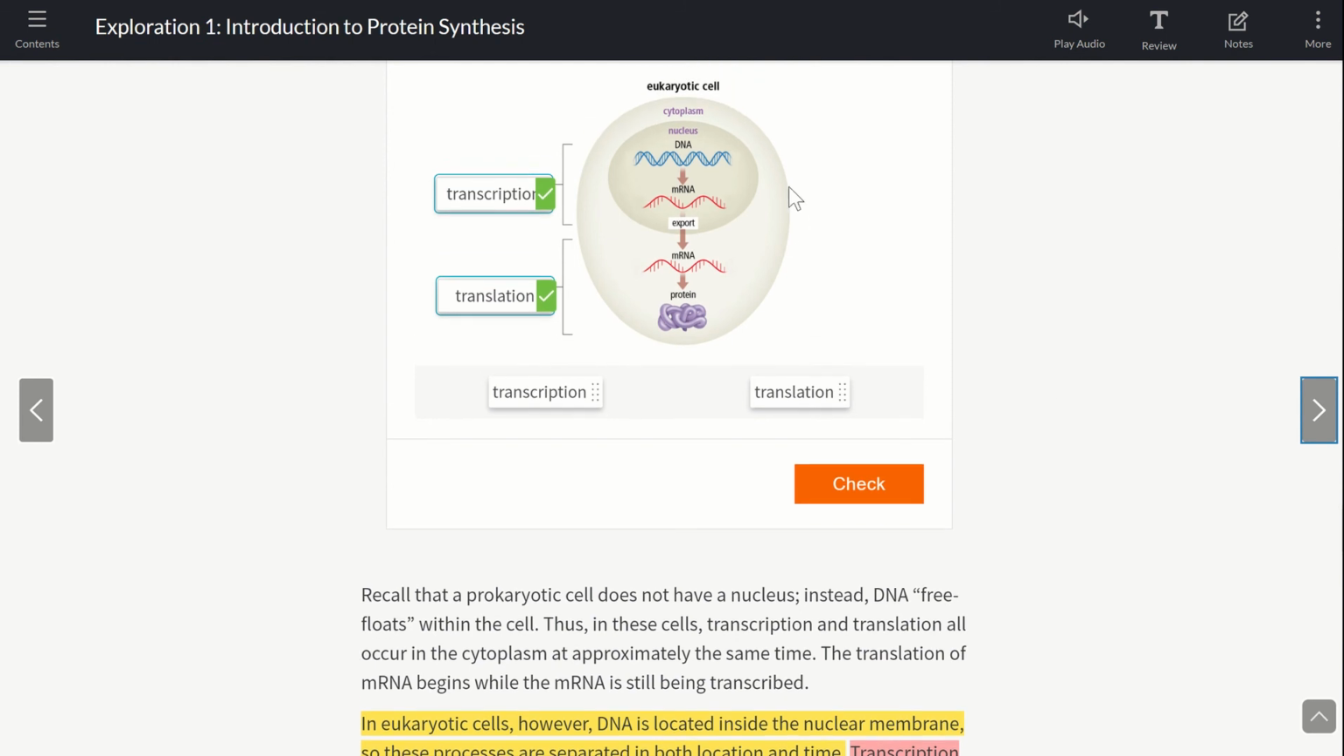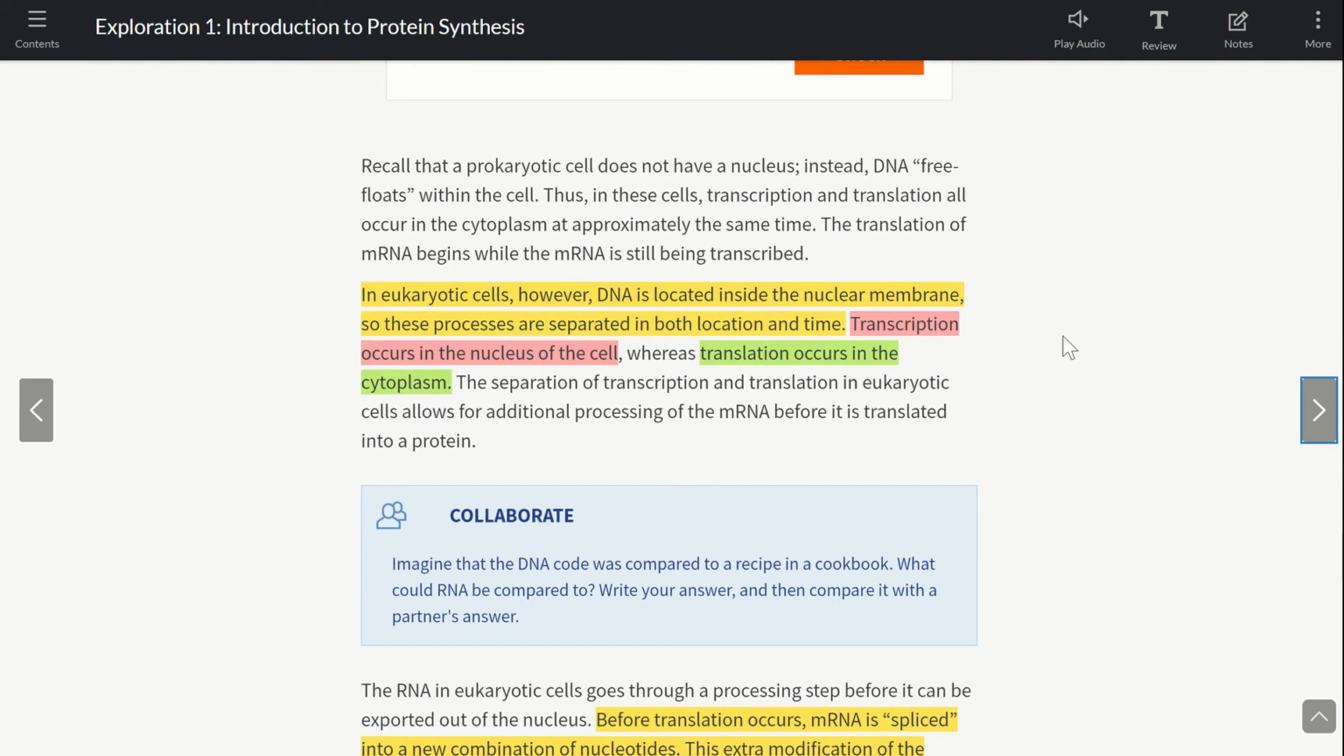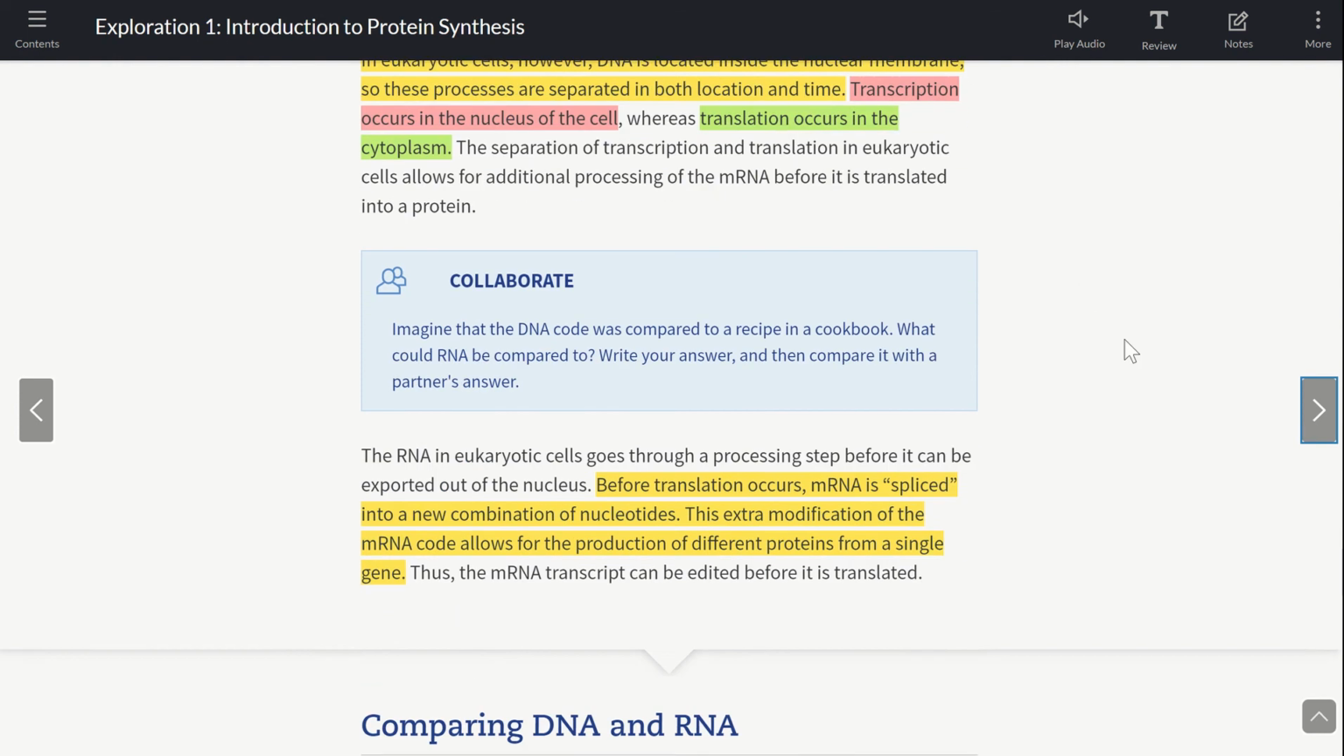A couple key things. First of all, transcription, as you can see here, takes place inside the nucleus because that's where the DNA is located. Translation is going to happen in the cytoplasm, which remember is that area outside the nucleus, but still inside the cell. And that's where we're going to make our proteins. All right. Like we talked about, transcription takes place in the nucleus. Translation occurs in the cytoplasm. Make sure you have that noted down.